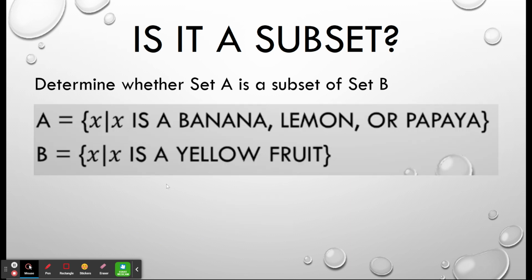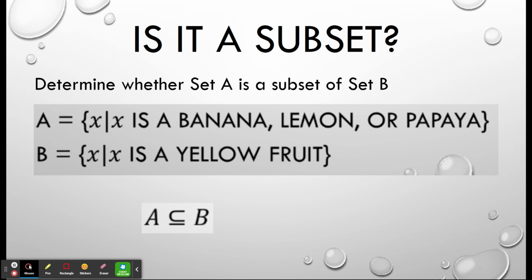Third example here: banana, lemon, and papaya. Are these all yellow fruits? Well, bananas are yellow, lemons are yellow, papayas are yellow. So yes, this would be a factual subset. Yes, set A is a subset of set B. So when we talk subsets, everything in A has to be part of B to be called a subset.